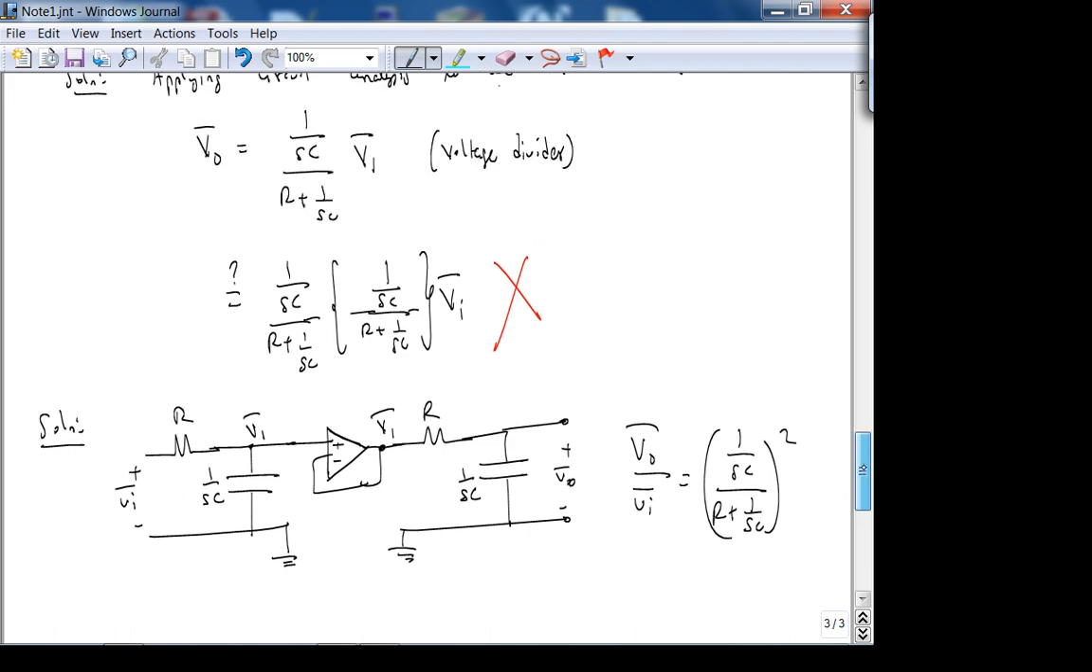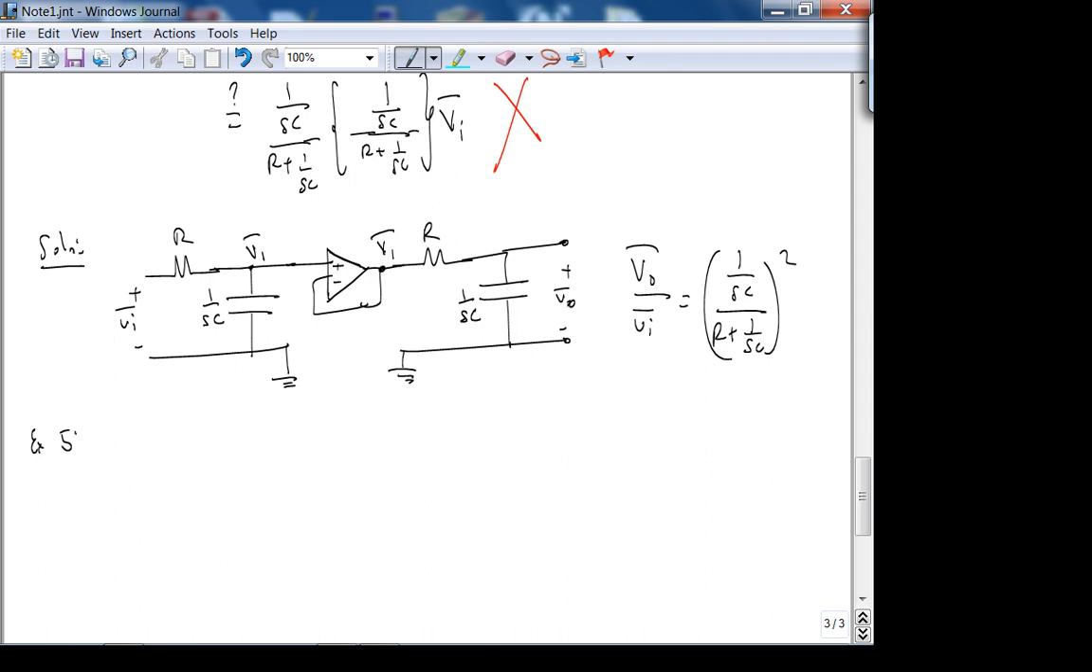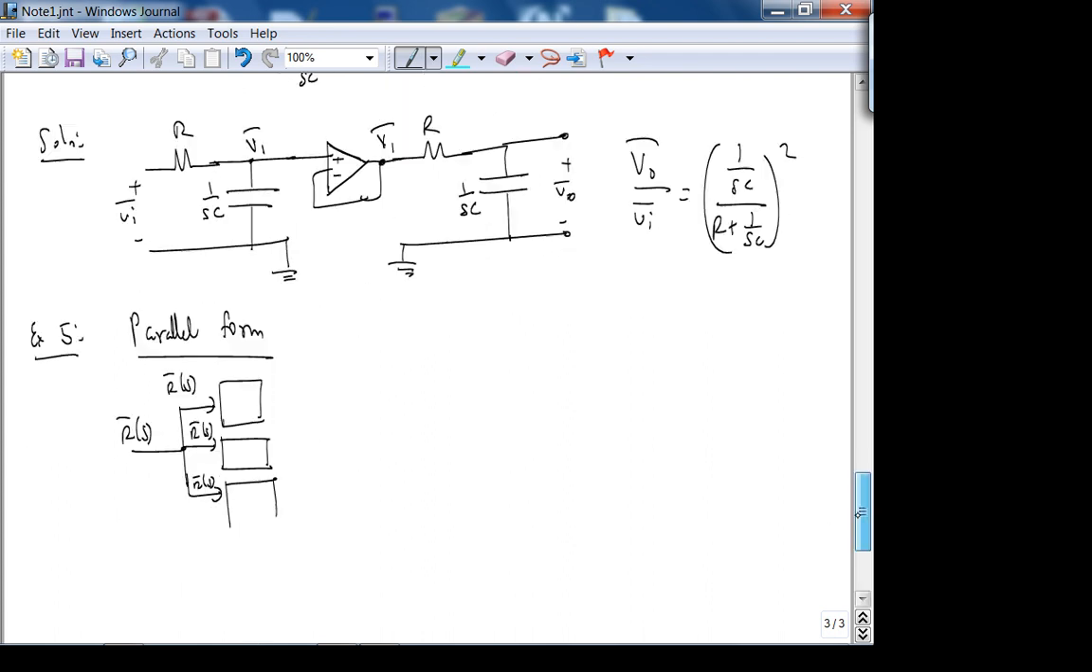So let's look at another example. Example 4, let's get into example 5, which is the so-called parallel form. We looked at the cascade or the series form. So let's look at this one. I have a signal R of S coming in. I'm going to split it. So again, this is R, this is also R, this is also R. Let's call these G1, G2, G3.